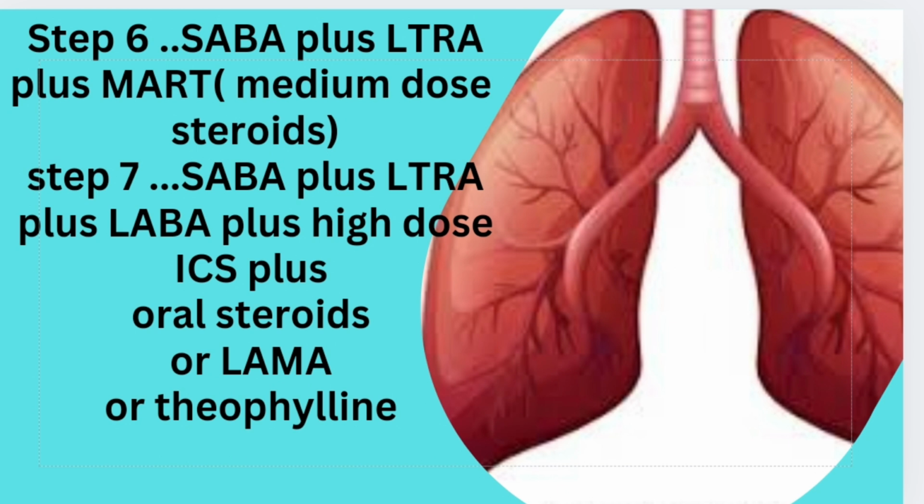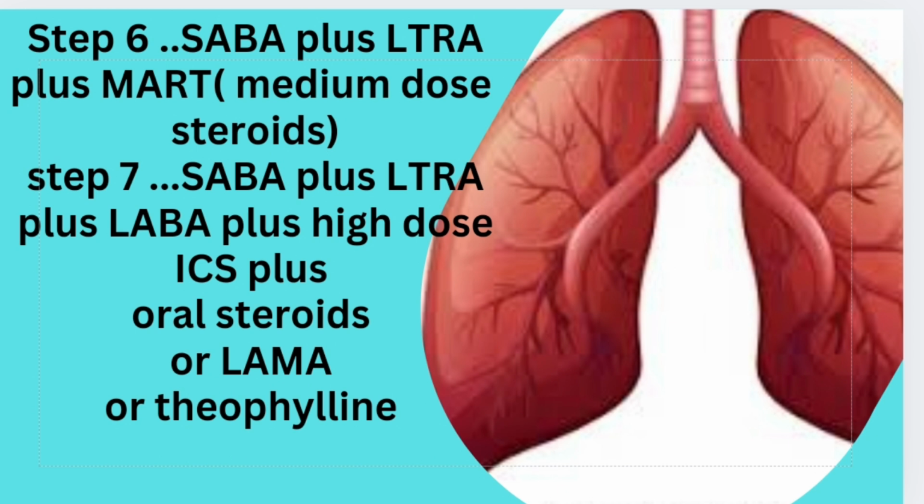In step 7, what we do is that we omit MART therapy. Along with SABA plus or minus leukotriene receptor antagonist, we add separate LABA and separate high-dose inhaled corticosteroids. And along with it, we can also add oral steroids or long-acting beta agonist in tablet form or theophylline. So this is the stepwise approach of asthma.